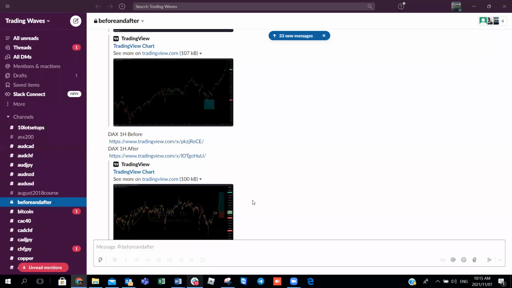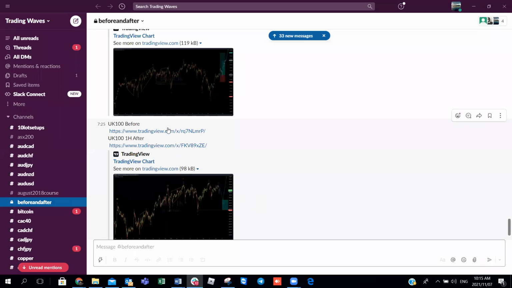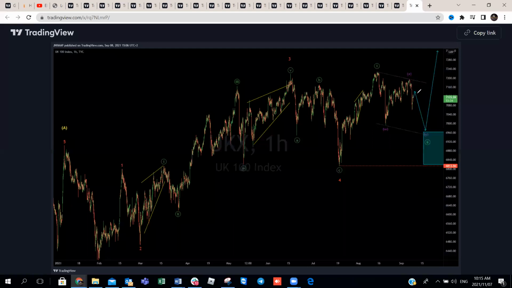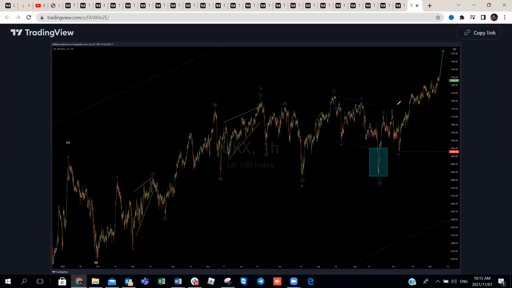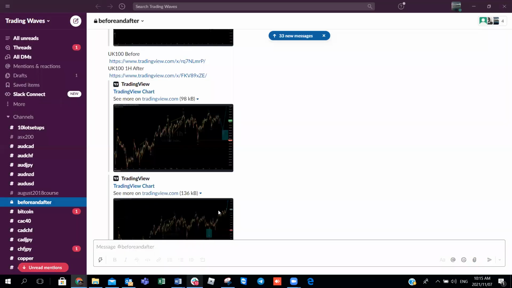Right, so that's the analysis for the week. UK 100, we've been focusing this for a while as well. So we're looking for this one to come down into the blue box and push to the upside. Not just one move. Look at how many moves have played out as far as the UK 100 is concerned. We've got a move down into the blue box, and the push to the upside. We're still expecting the UK 100 to continue pushing up higher. Right, so that's what we have there on the UK 100.